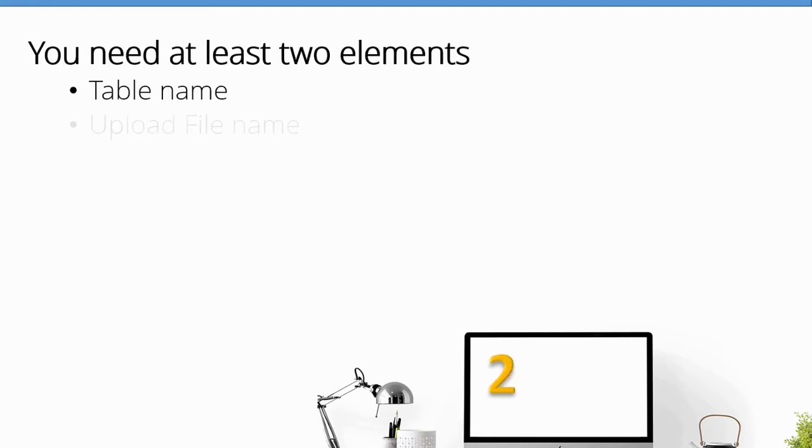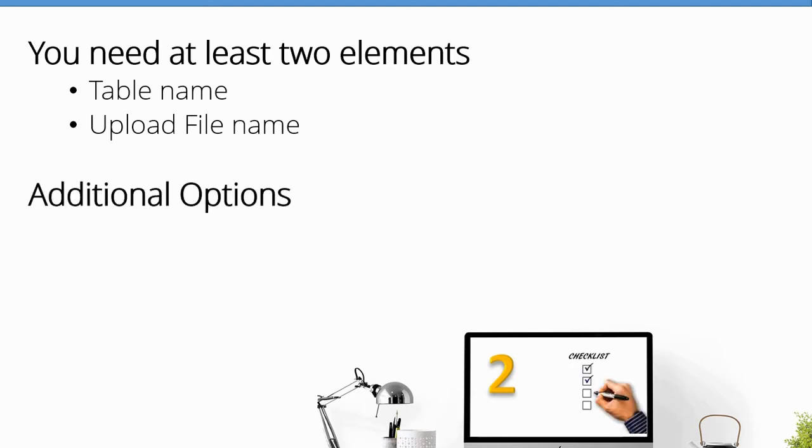Okay, let's start this how-to by going over the screen elements. Now, you will need at least two screen elements, one to contain the table name and one for the upload file name. But in this example, we're going to have three additional options, all of which will be checkboxes.